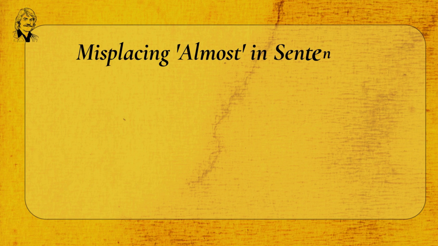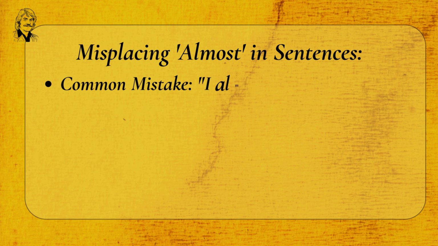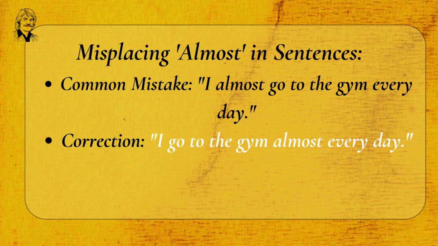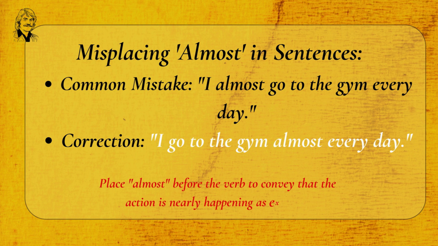Misplacing almost in sentences. Common mistake: I almost go to the gym every day. Correction: I go to the gym almost every day. Place almost before the word it modifies to convey that the action is nearly happening as expected.